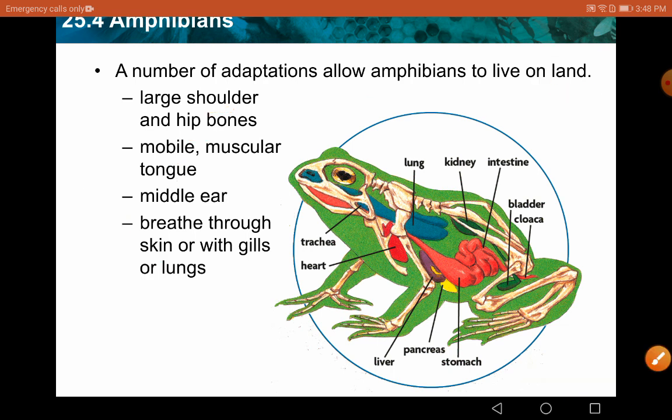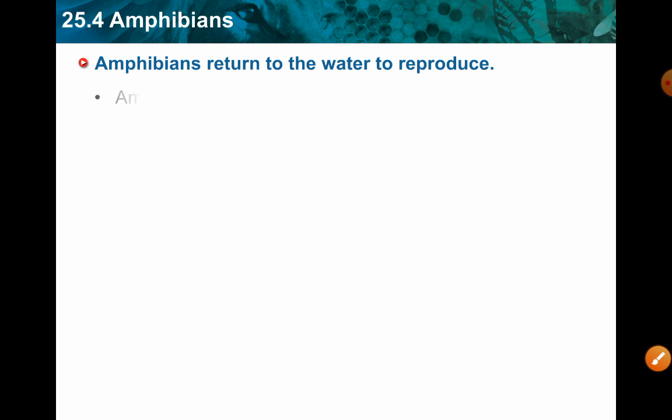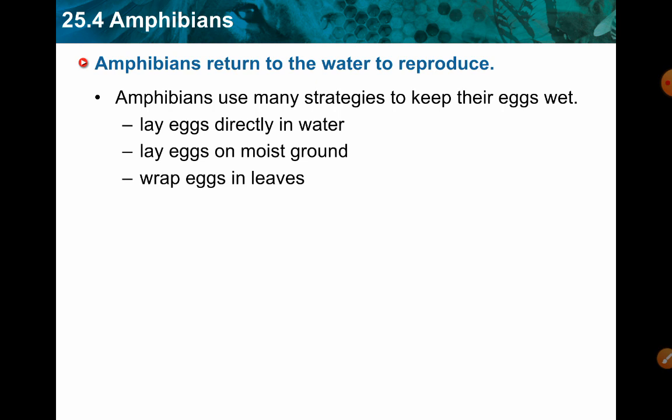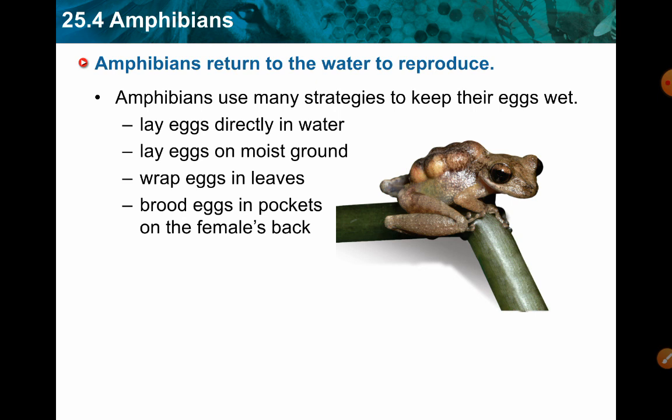Okay, let's move to the next part, which is talking about how amphibians reproduce. In this part, you will know that amphibians must return to water to reproduce. So what are the strategies that amphibians use to keep their eggs wet? This is the main thing, that they must keep their eggs wet, okay, to avoid dryness.